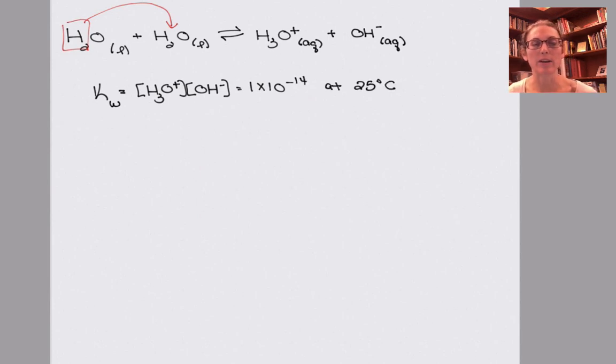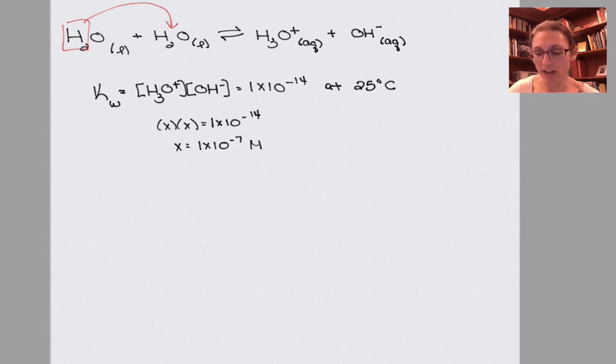Just like all equilibrium constants, as we change the temperature, the value for the equilibrium constant will change. But the bulk of what we'll talk about here in this class is going to be happening at room temperature because that's when we're going to be carrying out our processes. Since this reaction is a 1-to-1 ratio, for every hydronium ion that's formed, I get a hydroxide ion. In pure water, which we see as neutral, we're going to have equal amounts of hydronium and hydroxide. And so if these are equal, I'll find that the concentration of both hydronium and hydroxide in pure water is 1 times 10 to the negative 7th molar.